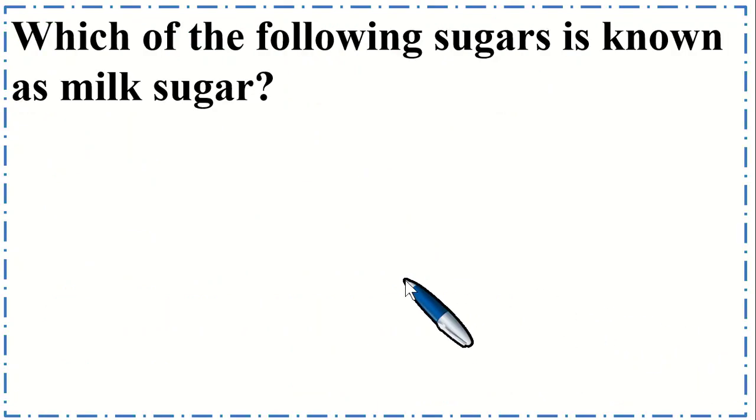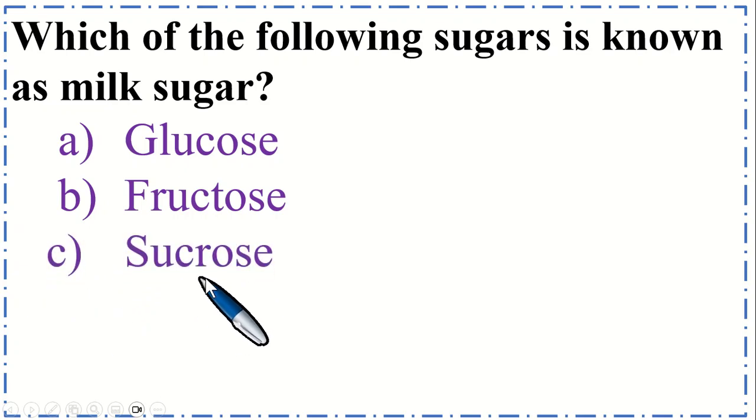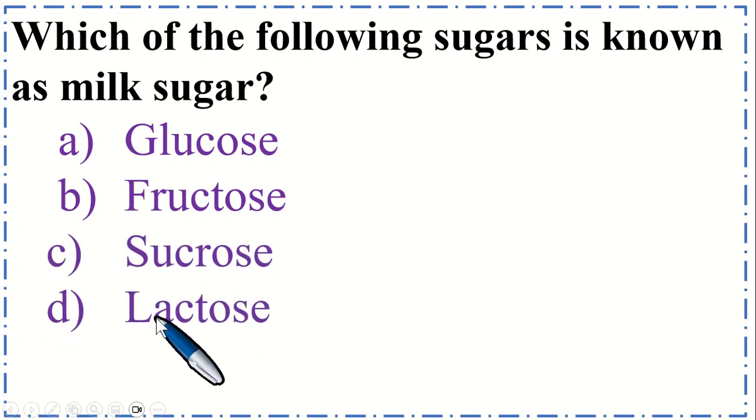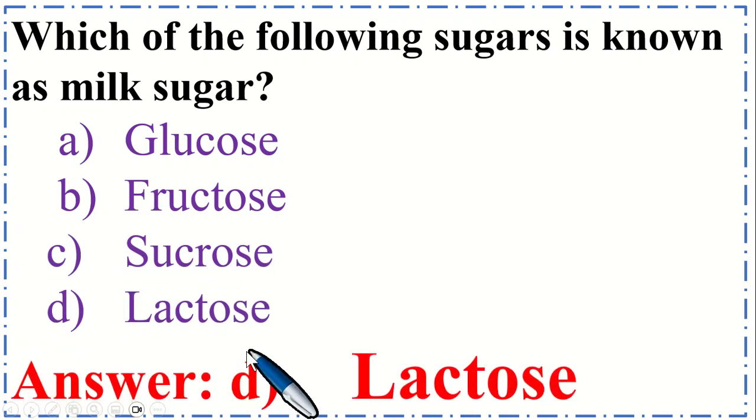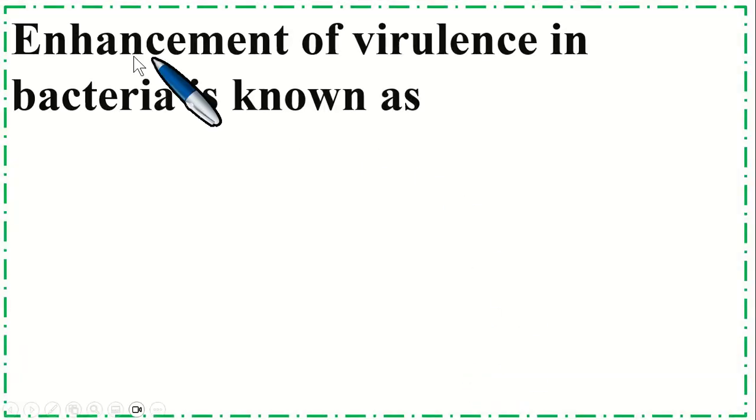Dear students, this is very important MCQs. Which of the following sugars is known as milk sugar? Option A, glucose. B, fructose. C, sucrose. And option D, lactose. So the correct option is D, lactose.